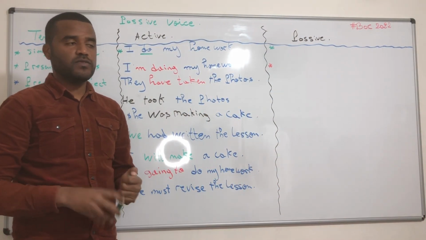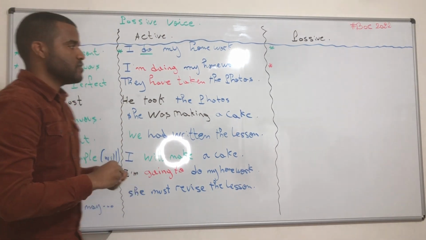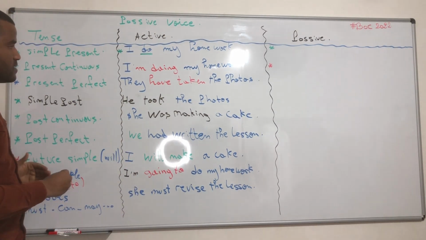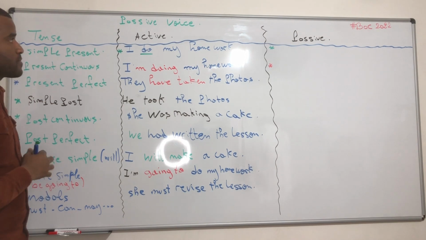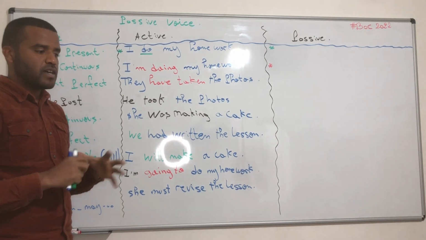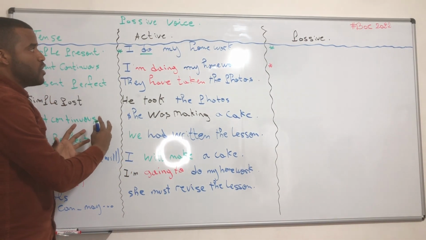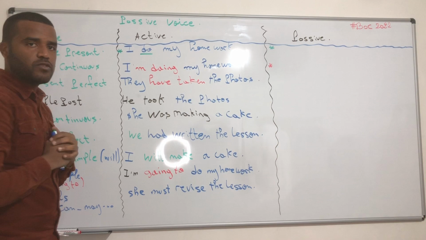So today we are going to explain this lesson, passive voice. As you notice here, we have a lot of tenses that I already wrote. For example, we have simple present, present continuous, present perfect, simple past, past continuous, past perfect, future with will, future simple with be going to, and modals. This is the thing that we are going to cover right now, means how you switch from the active to the passive voice.